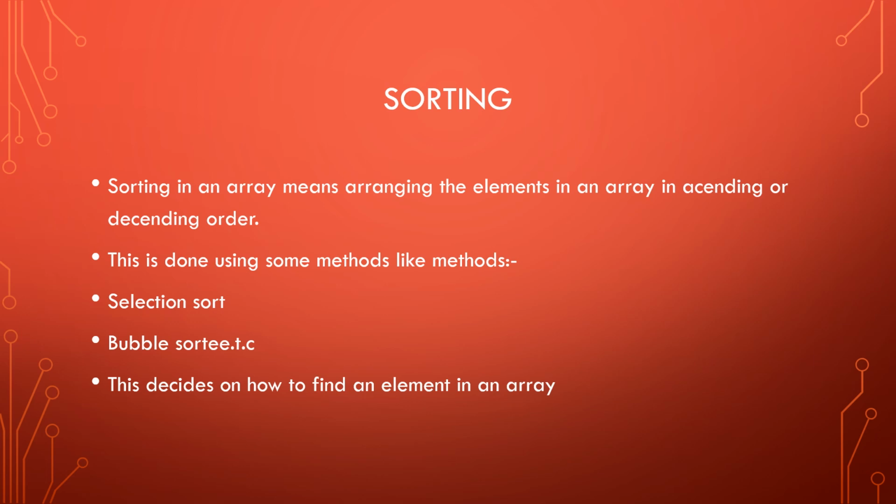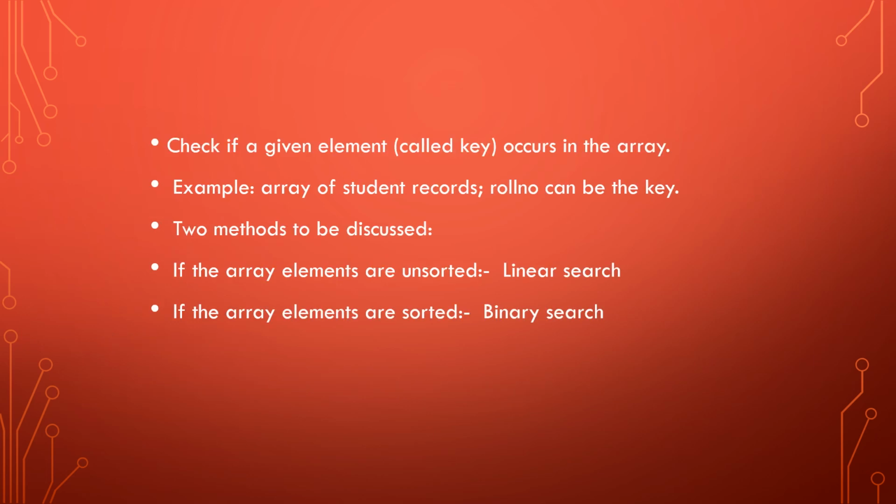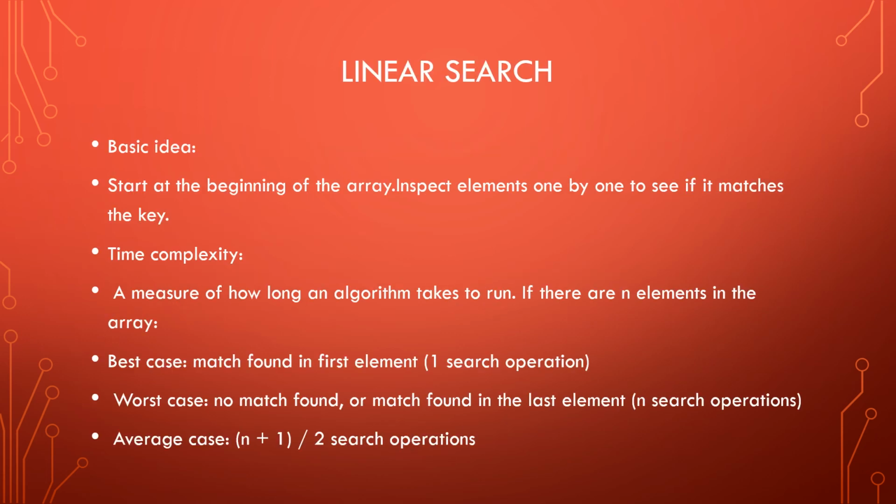Now let us see how to find an element in an array. Check if a given element, called the key, occurs in an array. For example, in an array of student records, the roll number can be the key. Two methods are to be discussed. If the array elements are unsorted, we use linear search. If the array elements are sorted, we use binary search.